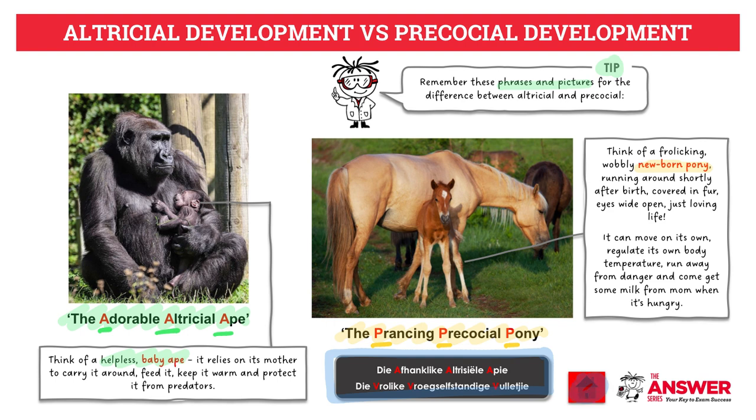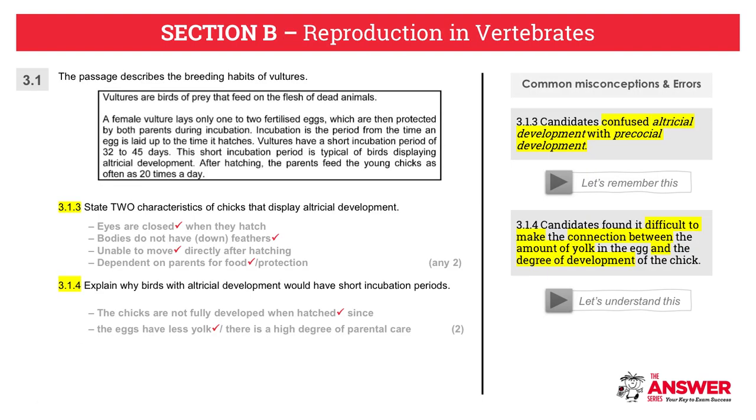Continuing, getting back to the memo for question 3.1.3, the 2 characteristics of chicks that display altricial development. So think of the adorable altricial ape, so organisms that need a lot of care afterwards. Now if we apply this to birds, this means that they're probably born with eyes closed. They don't have any feathers or fur or down of any kind that covers their bodies and protects them against the cold. They're unable to move. Their parents have to move them around, or they have to stick to the nest because they can't find their own food, and their parents have to provide them with that food or provide them with protection from other organisms.